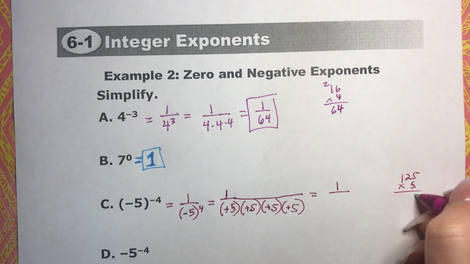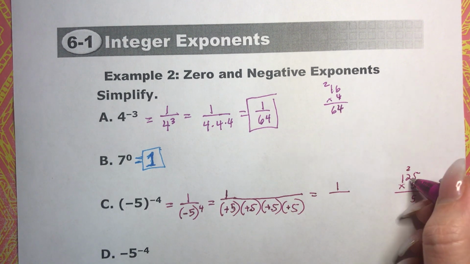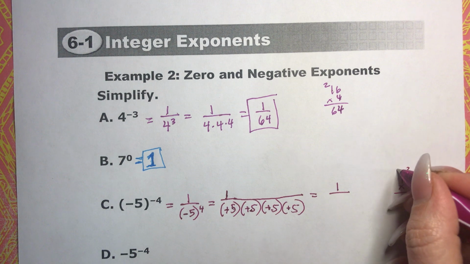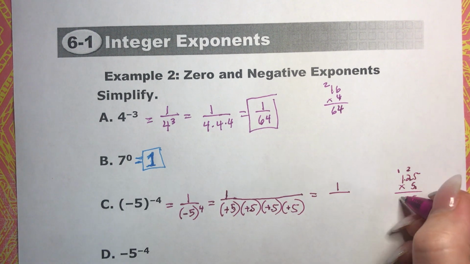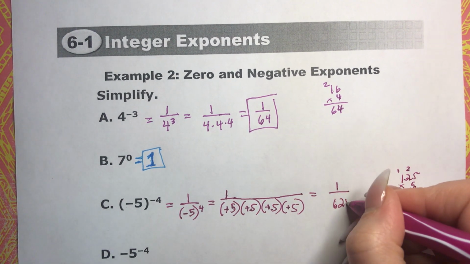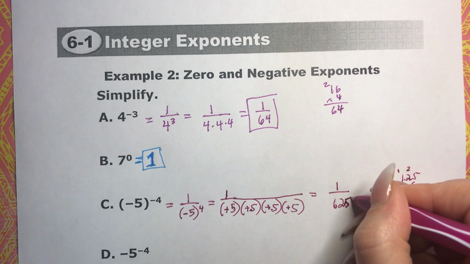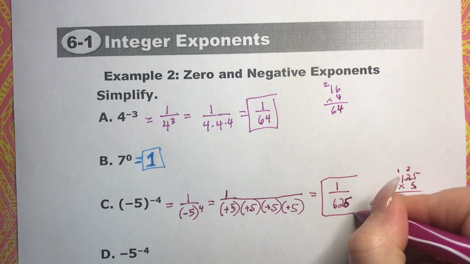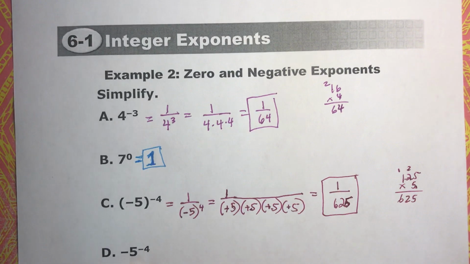5 times 5 is 25, write the 5, carry the 2. 5 times 2 is 10, plus 2 is 12, write the 2, carry the 1. 5 times 1 is 5, plus 1 is 6. So yes, 625. So that is our answer. Perfect. Okay, now let's look at this example.